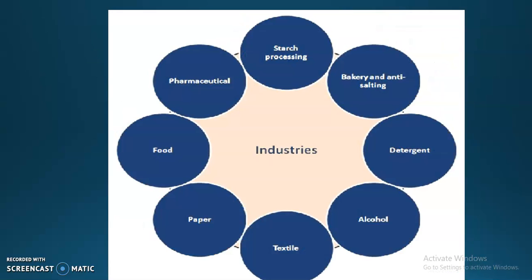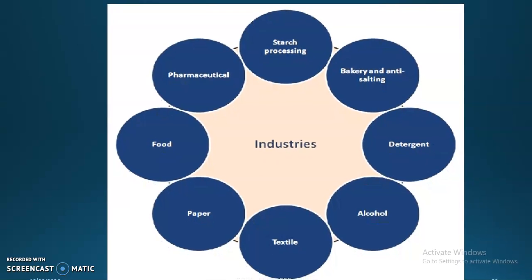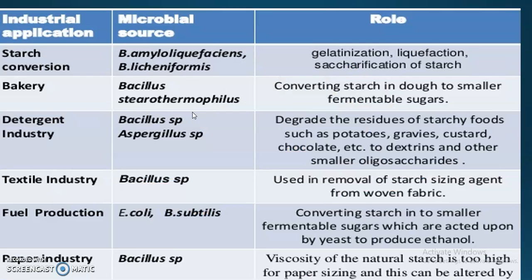Next are the uses of amylases. Amylases are widely used in various industries. For example, they are used in starch processing, bakery and anti-staling. Then they are used in detergent and laundry industries. Then alcohol, textile, paper, food, pharmaceuticals, etc. These are some of the applications of amylase enzyme.